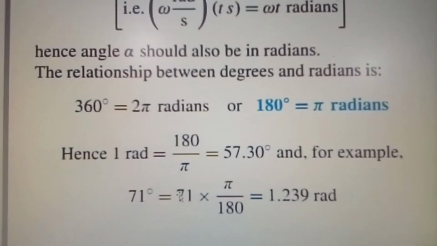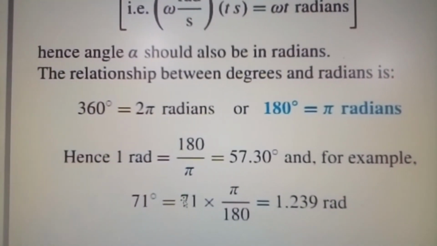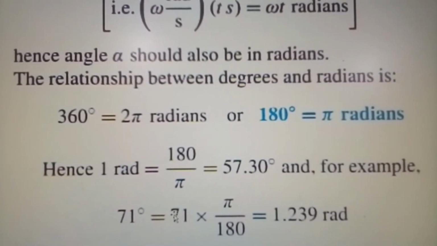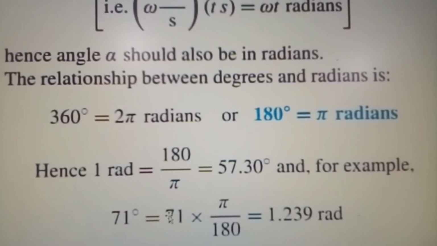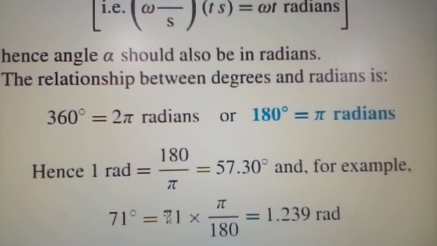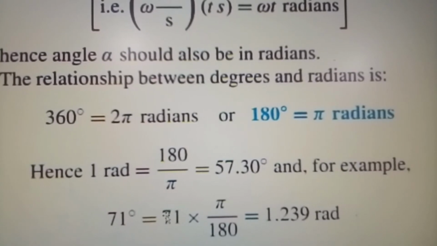Now, let's make sure we get this the right way up and large enough for you to see, so we don't need to be in doubt. 360 degrees equals 2 pi radians, or 180 degrees equals pi radians. Hence, 1 rad equals 180 divided by pi.